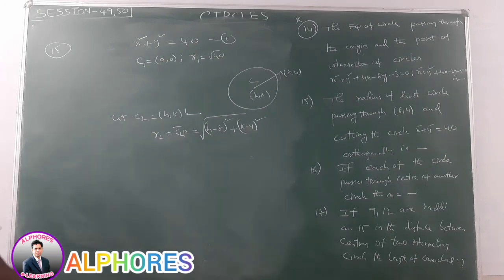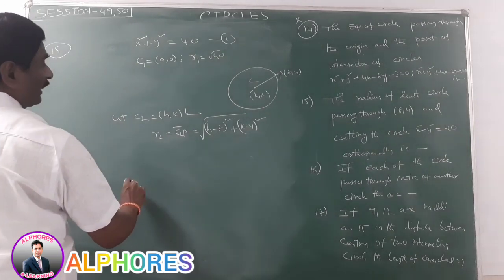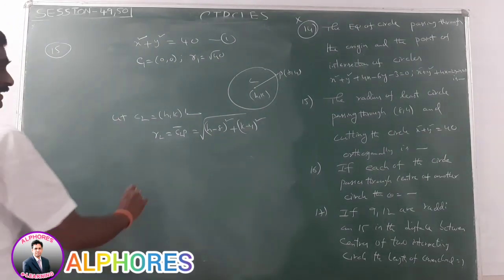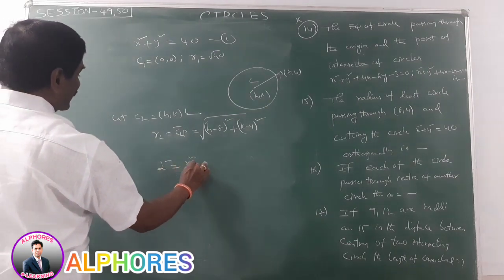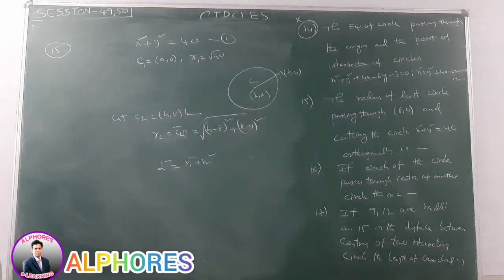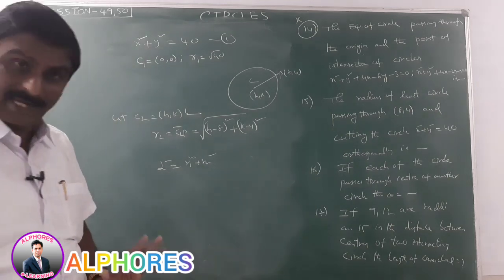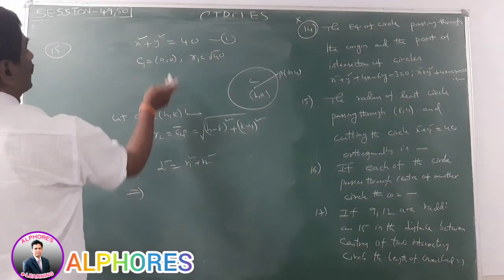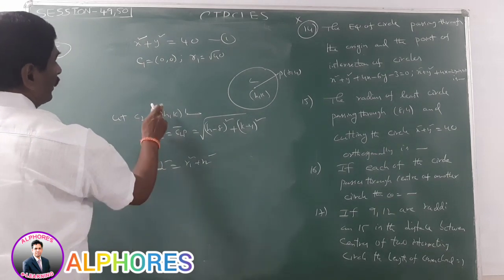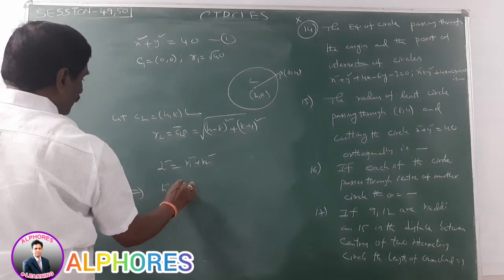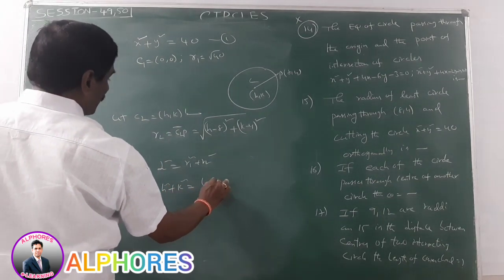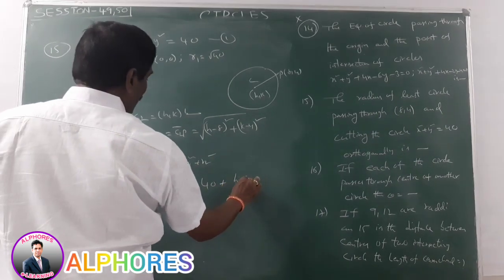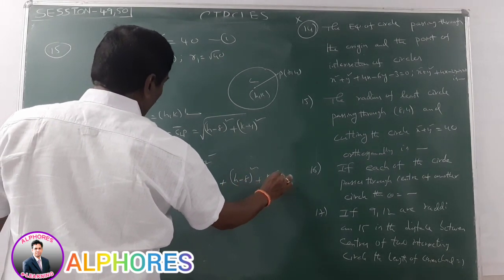Okay, orthogonally. What is the condition for orthogonally? If the distance between the two centers is d, then d square is equal to r1 square plus r2 square. By using this property, we find the relation between h comma k. d square means c1 c2 whole square. c1 c2 whole square means h square plus k square is equal to r1 square, which is 40, plus r2 square, which means h minus 8 whole square plus k minus 4 whole square.